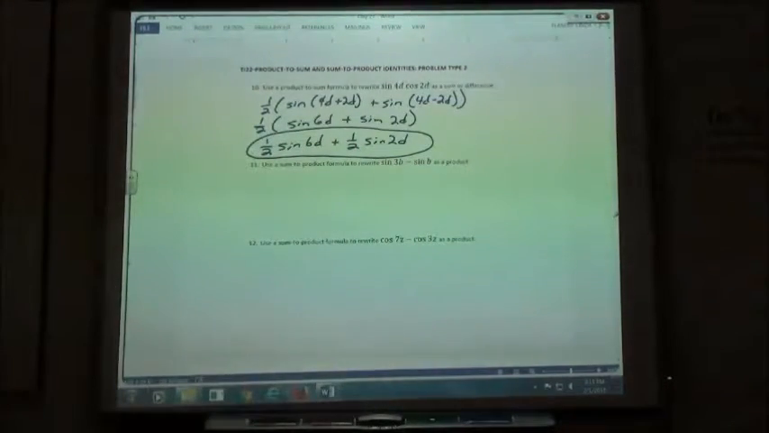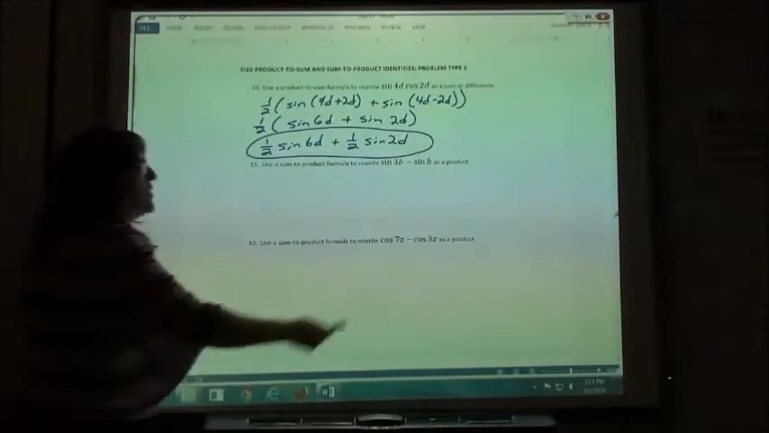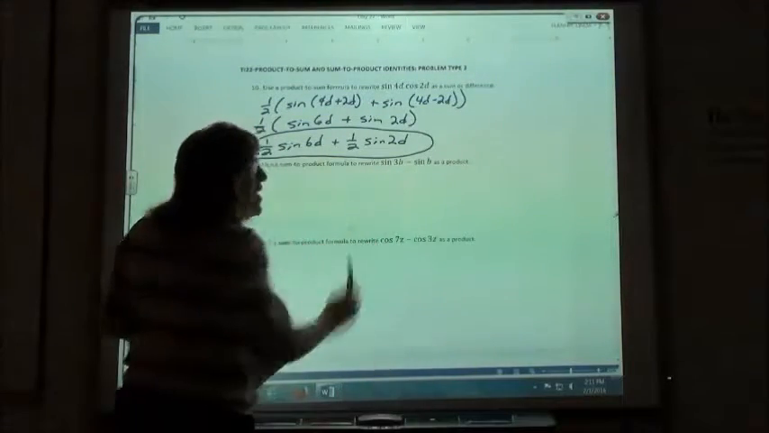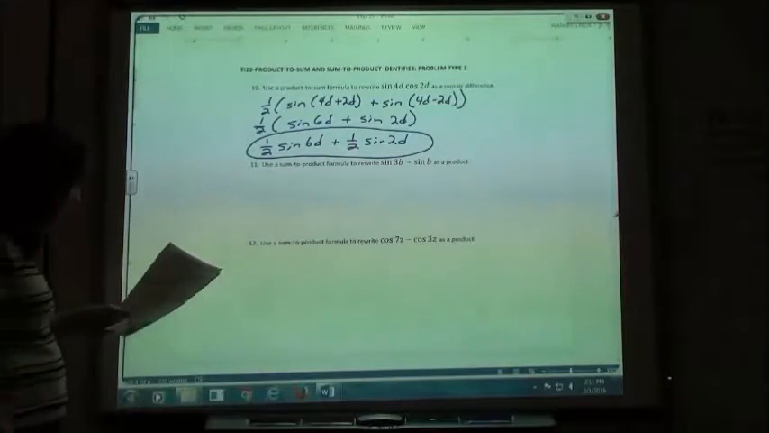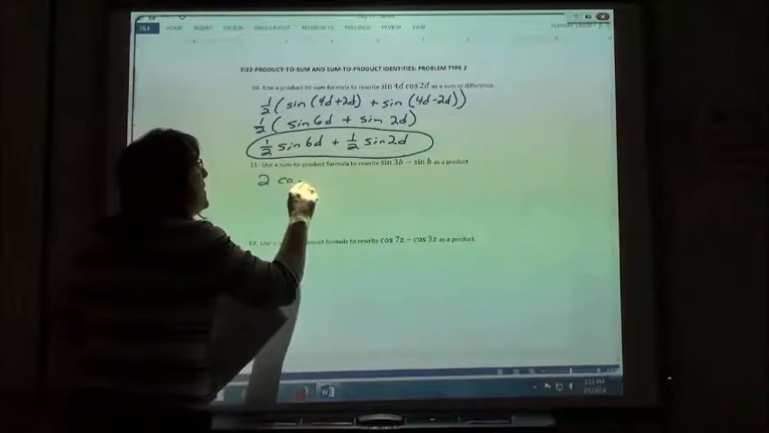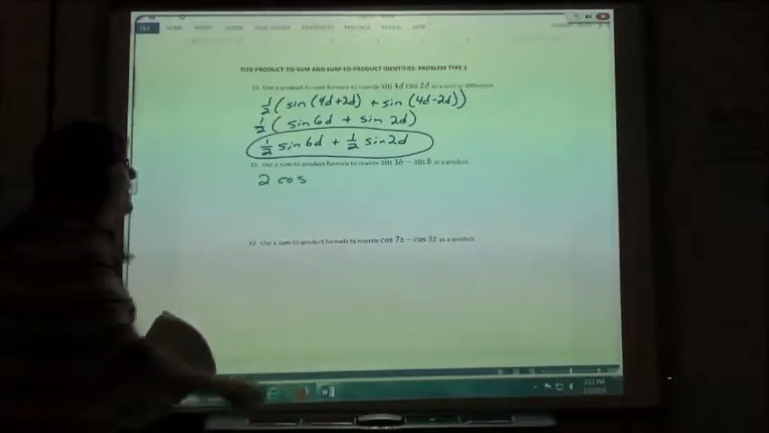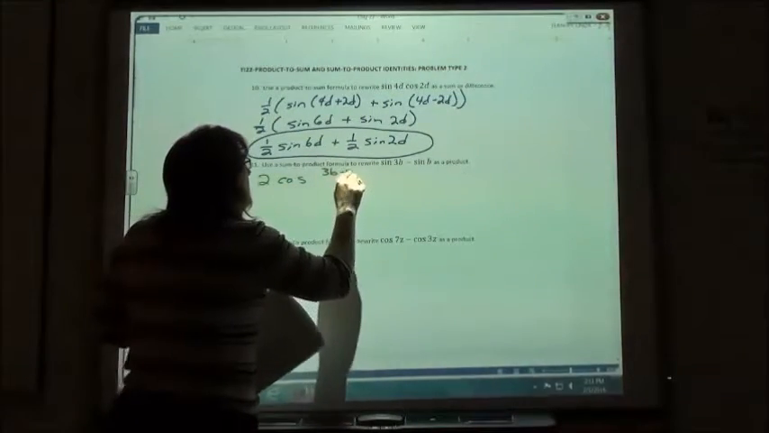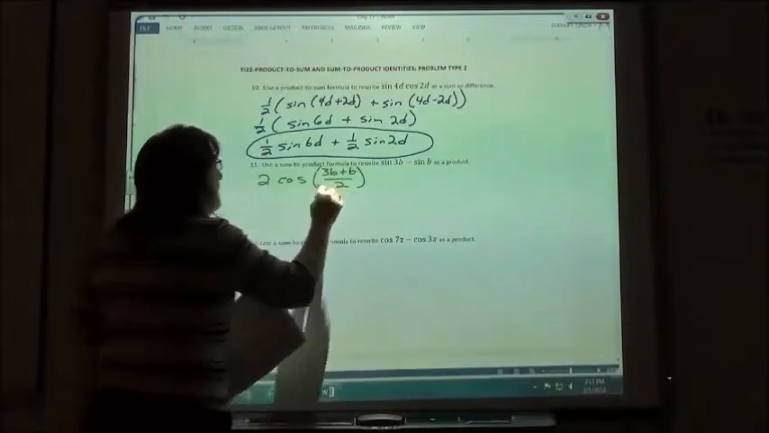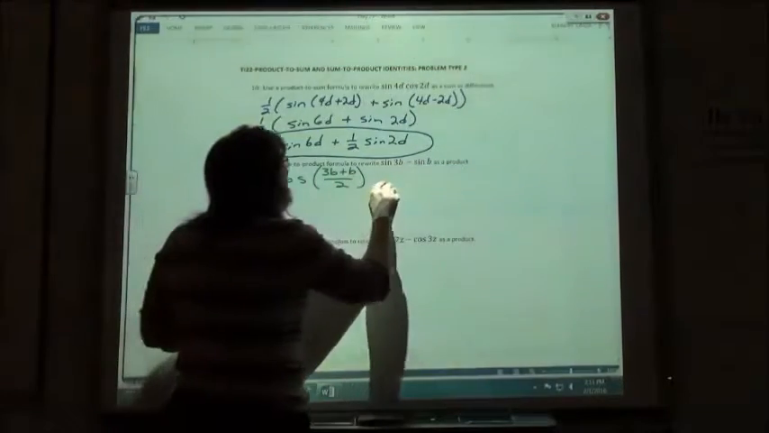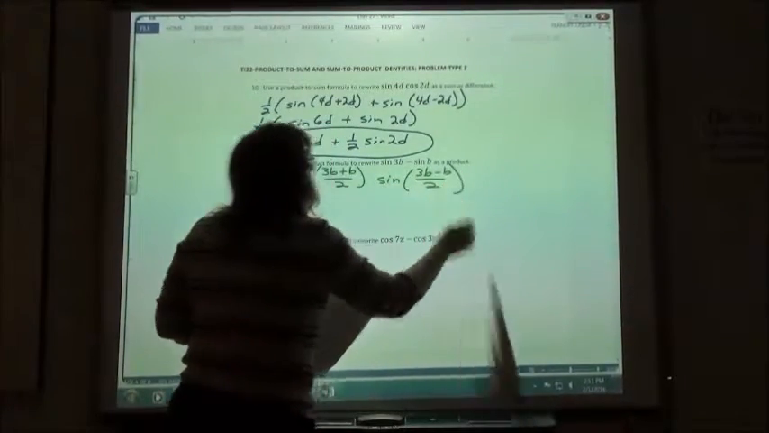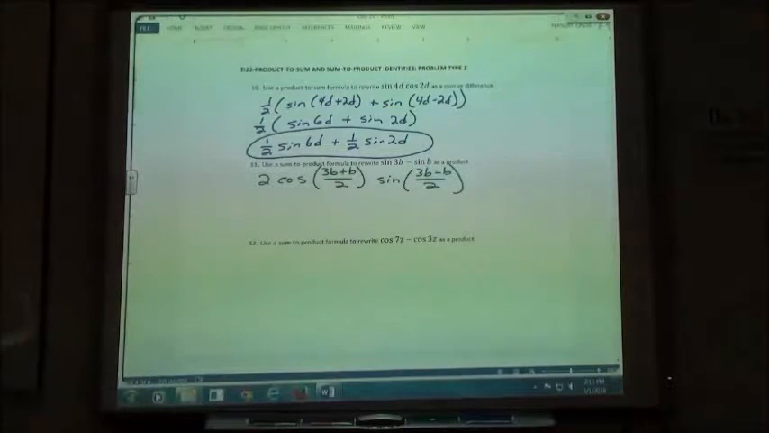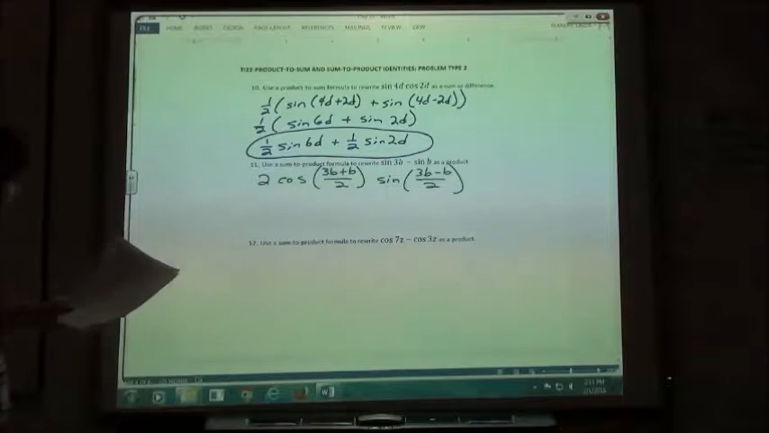Number 11, we're using the sum to product formula. So this time we have the sine minus the sine, so you're going to want to look at the second set of formulas. If you have the sine minus the sine, you're going to have 2 cosine. First of all, we're going to add them, so (3b + b)/2, and then we have the sine of (3b - b)/2. So when we have the sine minus the sine, you have 2 cosine of (a + b)/2, sine of (a - b)/2.